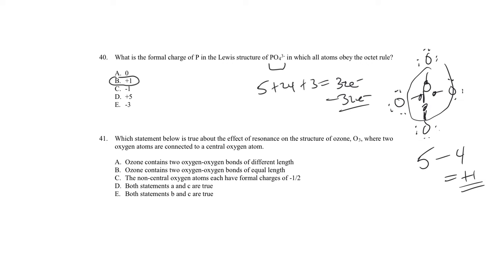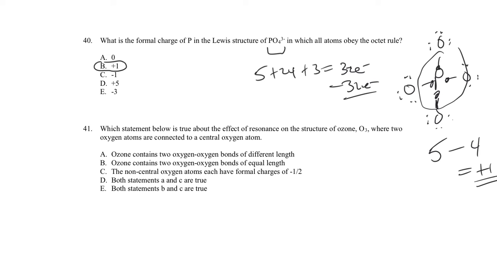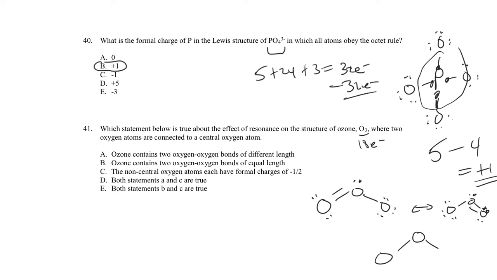Which statement below is true about the resonance effect and the structure of ozone, in which 2 atoms are connected to a central O? This also has 18 electrons, like SO2 on the previous page. So this is just like SO2. This is one of the Lewis structures. And then the other resonance structure, we show this arrow. The arrow is meant to indicate that these electrons are resonating at all times. This isn't an equilibrium problem. This is an all-time problem where at all times, this is like this.